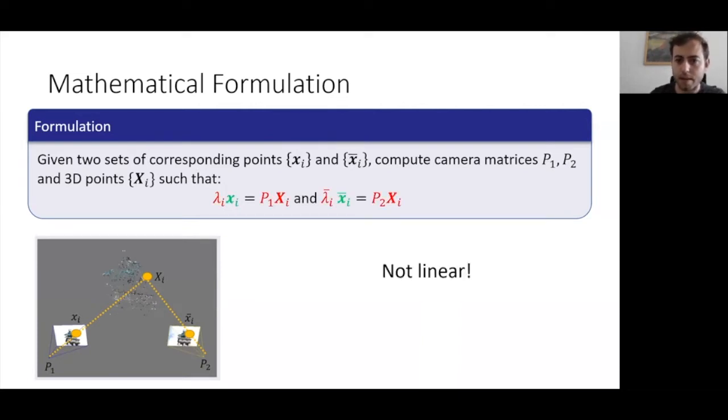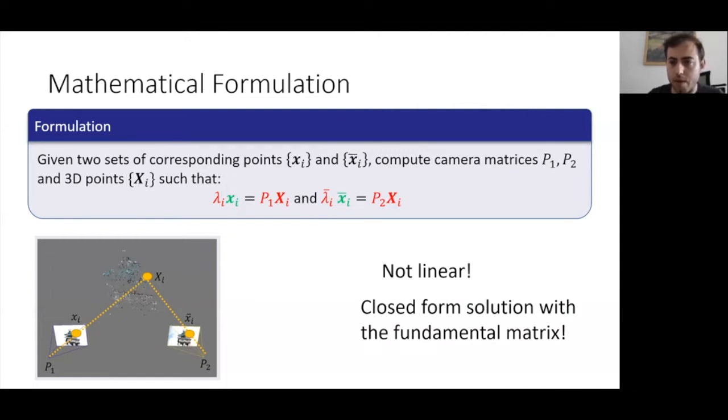Now, in this case, the problem is not linear at all because we need to compute both P2 and P1 and xi. So it's not an easy problem to solve anymore if we just try to solve it in this way. However, today we will see that we can use an object called the fundamental matrix to get a closed form for this problem.